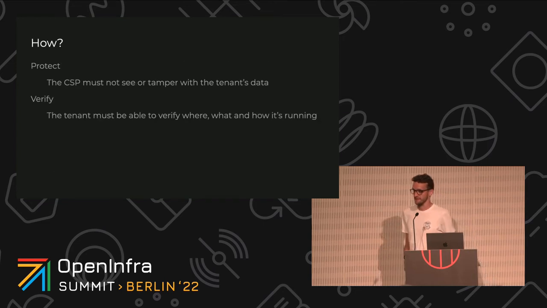So that's nice, and it's very attractive, appealing. How do we do this? There are two things that confidential computing provides. The first one is protection. The CSP, the cloud provider, the infrastructure owner, whatever you want to call it, must no longer see or tamper with your data as a tenant. So confidential computing implementation must protect your data from the cloud provider, from the infrastructure owner. That's the most basic attribute that confidential computing must provide.